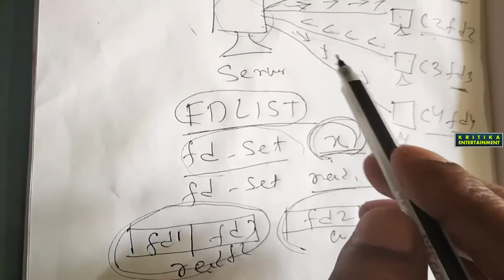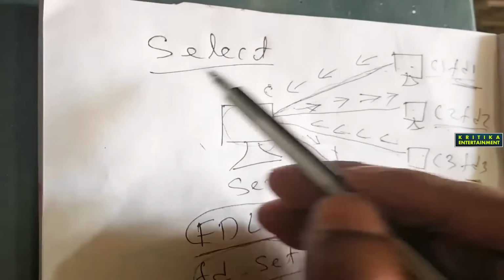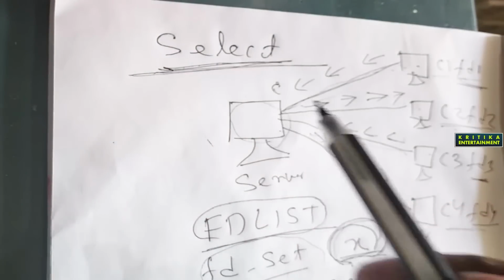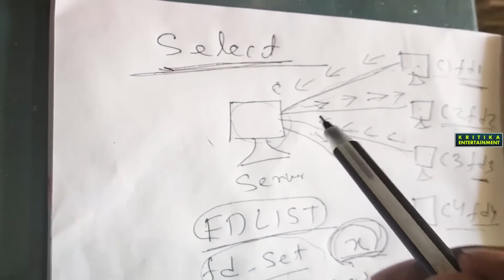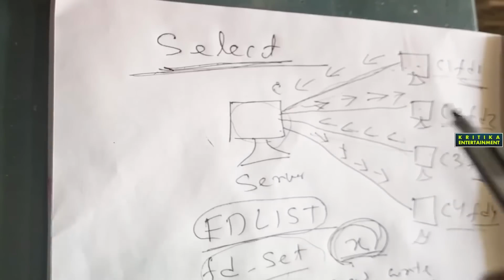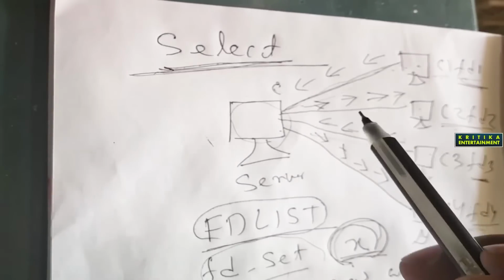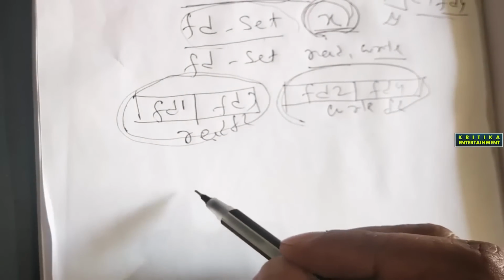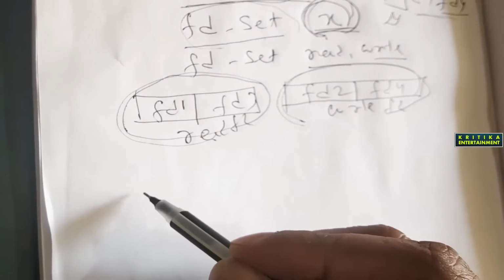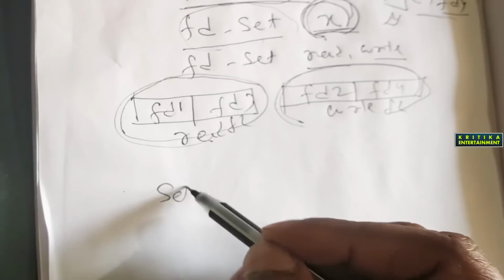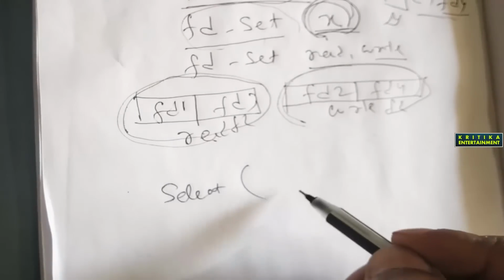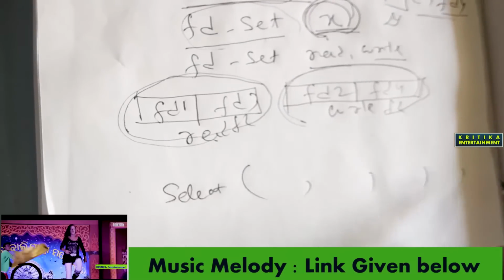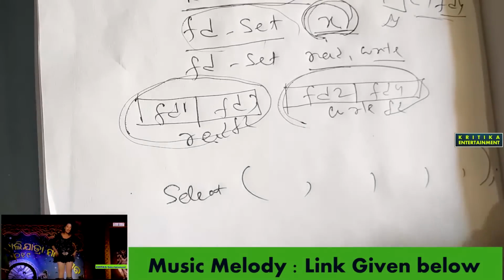So the select function is used. The select function is used to choose, from the server's side, which FD currently has data available to read from the client. How do we write it? Now the select function. In the select function, how many arguments will be passed? 3, 4, 5. Five arguments will be passed.